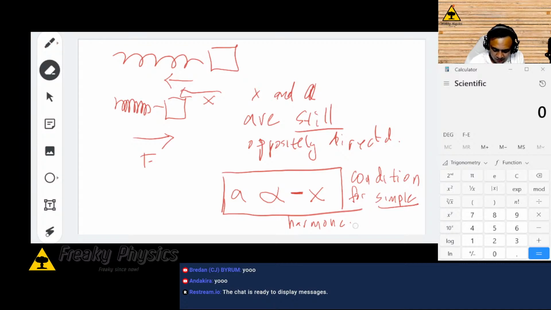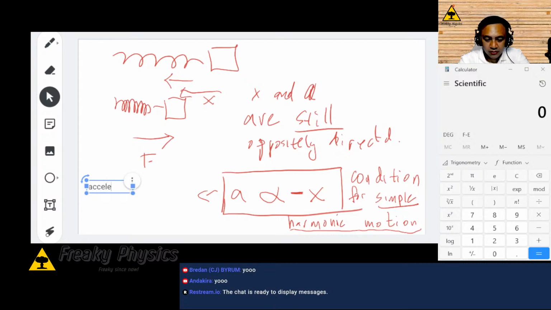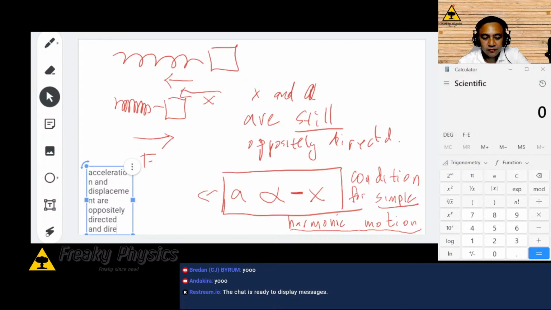So again, this particular equation is where simple harmonic motion comes in. Whenever you see this term, simple harmonic motion, it's basically a back and forth motion wherein the acceleration and the displacement, so let's write that in: acceleration and displacement are oppositely directed and directly proportional. As x increases, a increases, and the other way around.